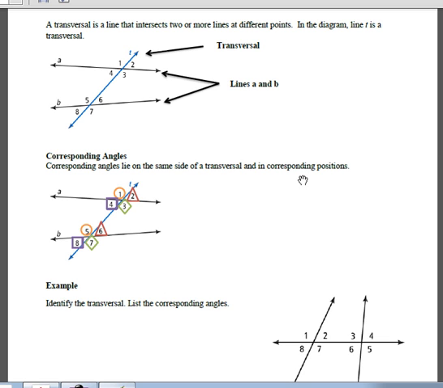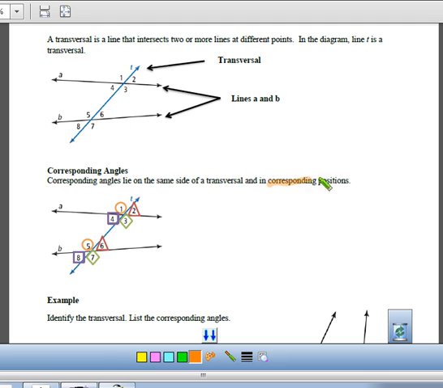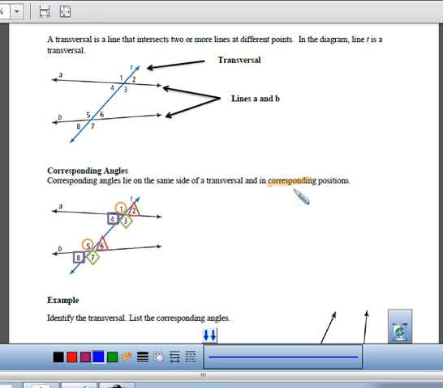Alright, so the first type of angles we're going to learn about are corresponding angles. Corresponding angles lie on the same side of the transversal and in corresponding positions. Now, that definition is pretty rough because it uses the word corresponding in the definition. I like to think of it this way. If I were to pick up this group of angles and drop it right down on top of this group of angles, which angles would be on top of each other?